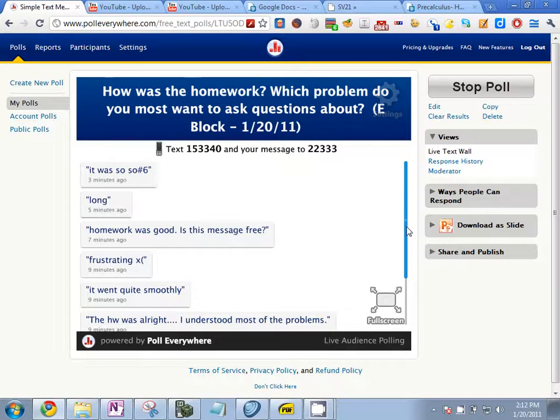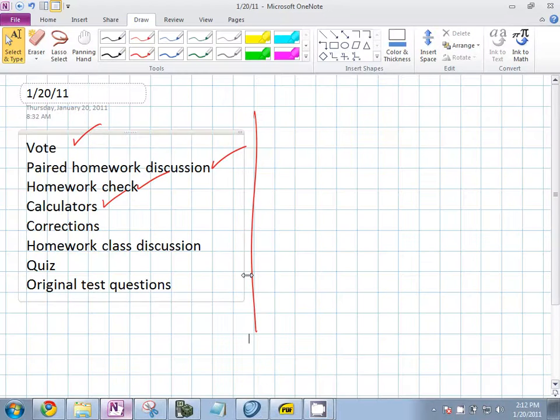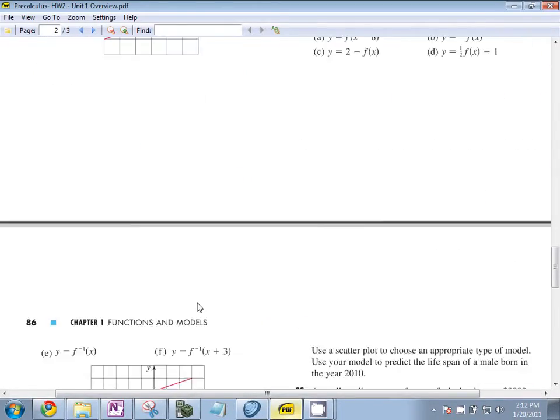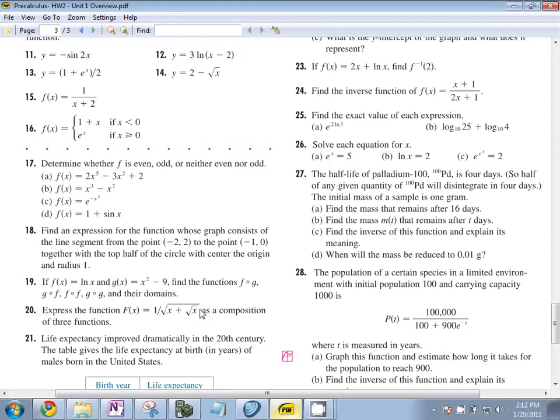What are we voting for? 18? Yes. We're voting for 18? Okay, we're voting for 18. 18, here we go. So 18, quiet. Quiet, here we go.